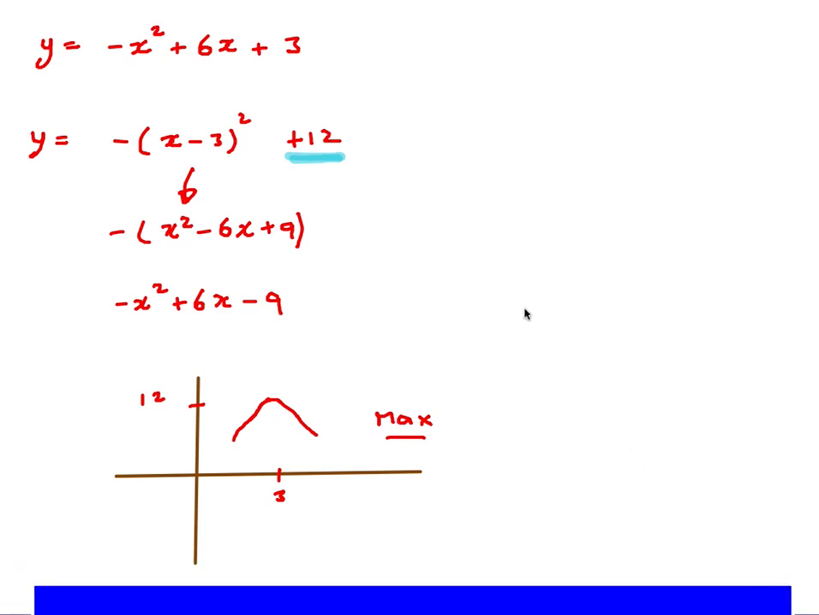And then again, what does that look like? The opposite sign to minus 3 is positive 3. That's the x-coordinate. The plus 12 tells me the y-coordinate. Now I look at the negative outside. Because this is negative, it's flipped the graph. Therefore, I've got a maximum point here.